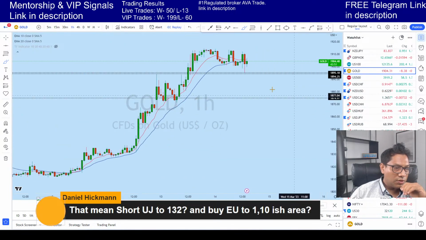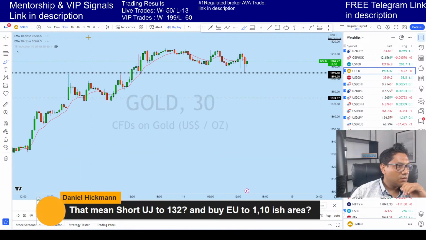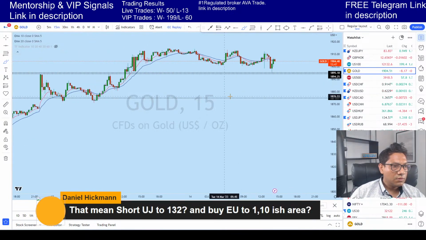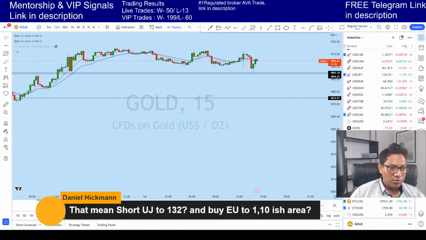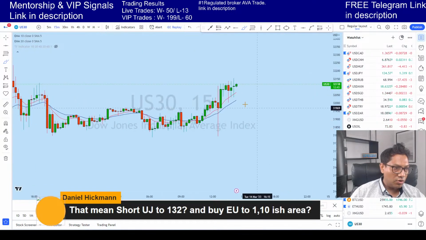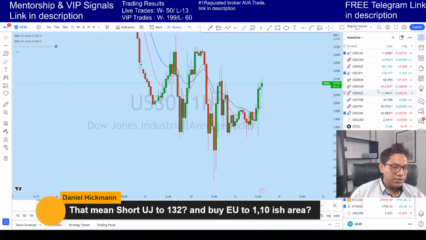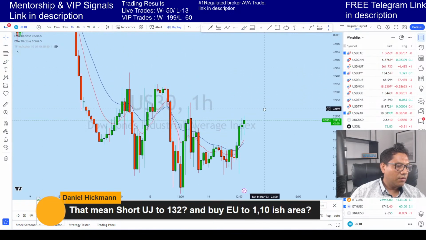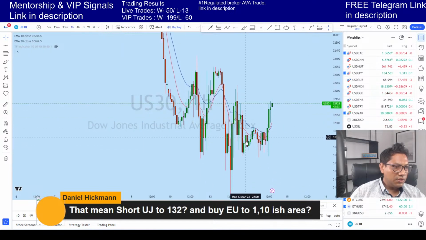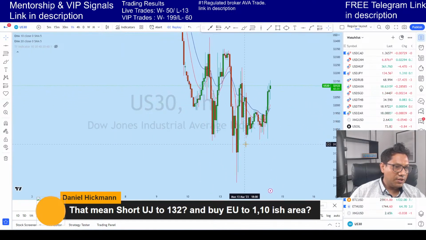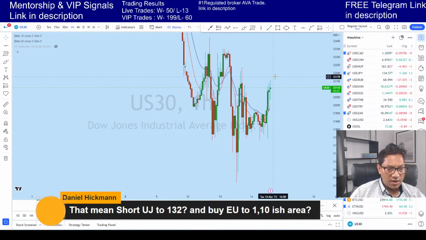And gold, let's focus on US30 now. This market is creating a series of higher highs and higher lows. So in this long consolidation you can see that it formed a series of higher lows and then had a big bounce to the upside.